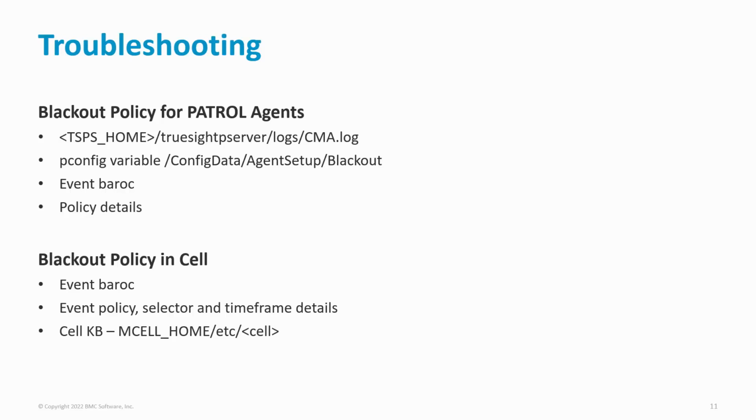If a problem is faced with a blackout policy for patrol agents, the information that would aid investigating that problem are the CMA.log from TSPS, a pconfig from the patrol agent to be able to check the value of /config data /agent setup /blackout variable, copy of event in Baroque format, and details of the policy such as screenshots.